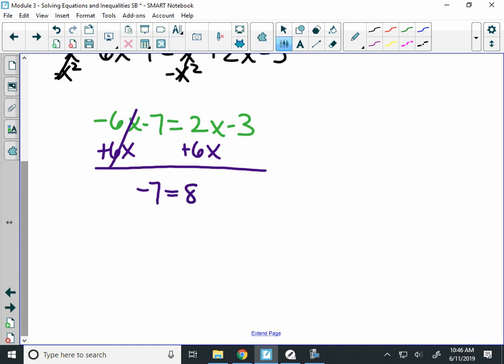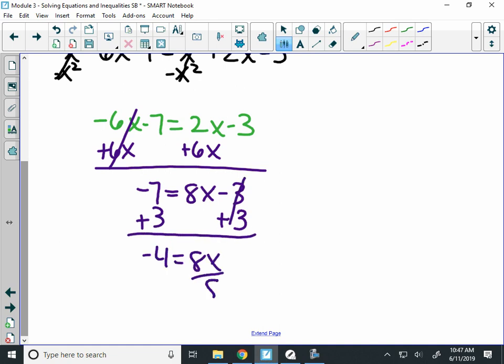Negative 7 equals 8x minus 3. Add the 3. So I have negative 4 equals 8x. And when I divide by 8, I get negative 4 over 8, which is negative 1/2, is my value of x.